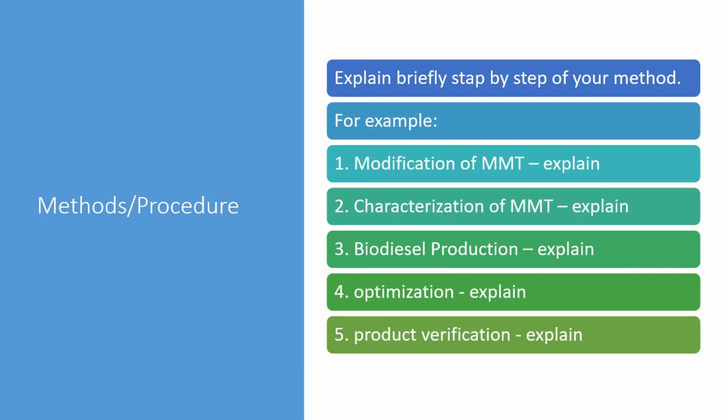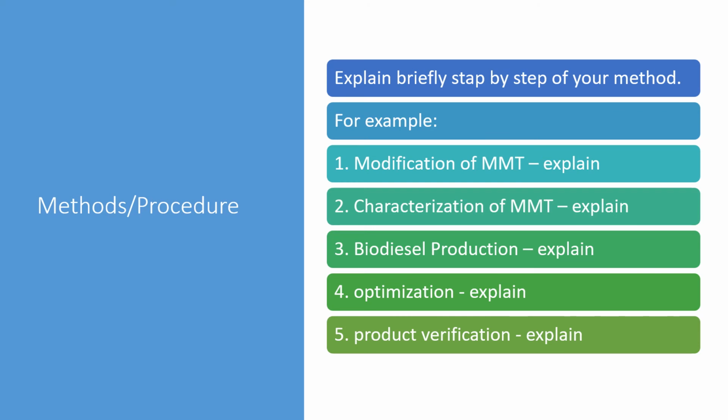Okay, this is briefly step by step of your method. Methods or procedure. So just now from the flow chart, it stated that firstly you kena modify the MMT. So you buatlah kat the tajuk, the subtopic, you kena ada modification of MMT, and then you need to explain how do you modify the MMT. The second step is the characterization of MMT. So you need to explain how you characterize the MMT.